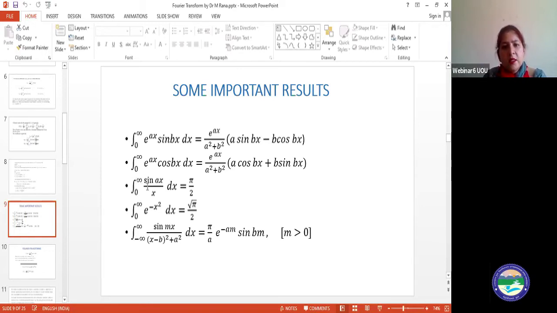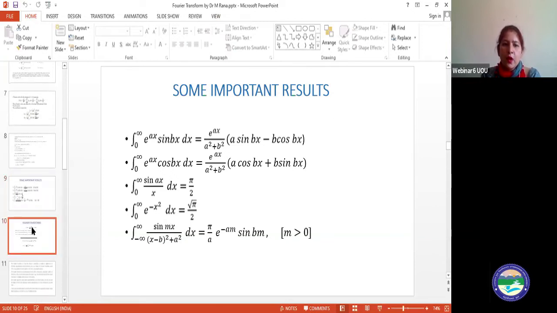and integration 0 to infinity sin ax upon x dx equal to pi by 2, and integration 0 to infinity e raised to power minus x square dx equal to root pi by 2, and integration minus infinity to plus infinity sin mx upon ((x minus b) whole square plus a square) dx equal to pi by a e raised to power minus am sin bm. So these are very important results that will help you to calculate integration easily in Fourier transform.